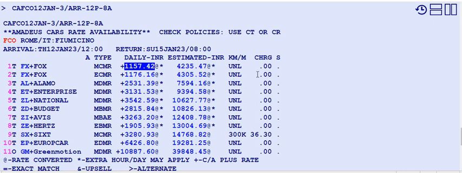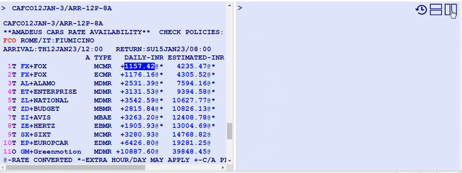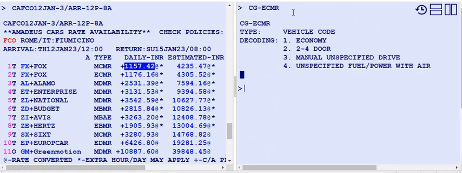We can decode it through an entry, that is CG, then put the code of that car type like ECMR. What is the meaning of ECMR? ECMR means it's an economy. E stands for economy, C stands for 2 to 4 doors, M stands for manual transmission. That means the shifting of the gear has to be done manually, it's not auto. And then the last letter is R.